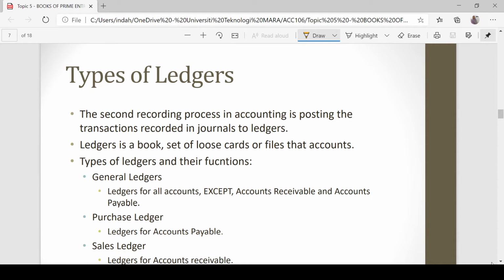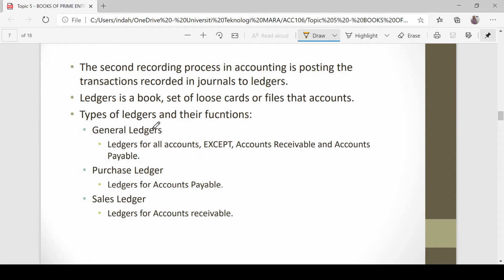But before that, what is a ledger? This is the second recording process in accounting, which is posting the transactions recorded in journals to the ledger. A ledger can be a book or a set of loose-leaf files containing accounts. The 3 different types of ledger are the general ledger, purchase ledger, and sales ledger. However, purchase ledger and sales ledger do not refer to the sales account or purchase account, but to the accounts payable accounts and accounts receivable accounts. Other than these two, we are going to classify them under the general ledger. So we have only 3 types of ledger.